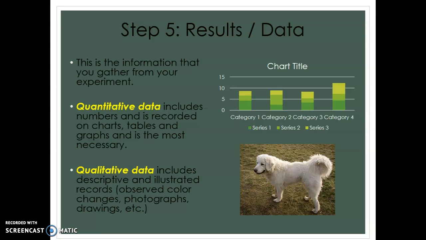In our brine shrimp lab, we used quantitative data because we counted the brine shrimp, but we could have descriptions, maybe color changing or photographs or drawings, and that would be qualitative data. Both are very useful. When we do collect our data, we're going to organize that as best we can. So for example, we might make a chart or a graph or a data table. We might also include images, illustrations, pictures, drawings.